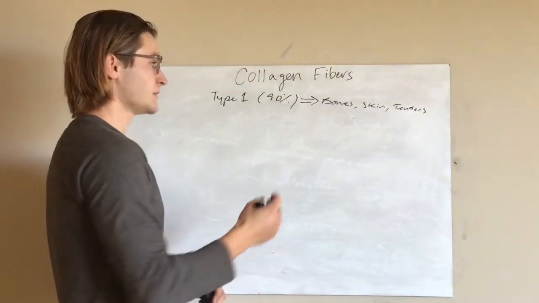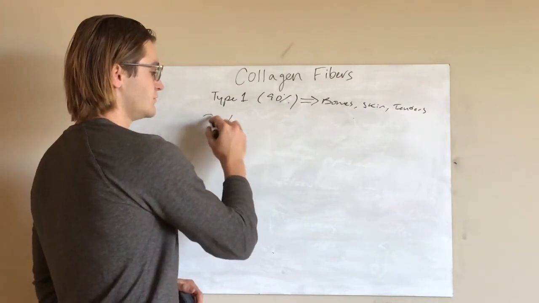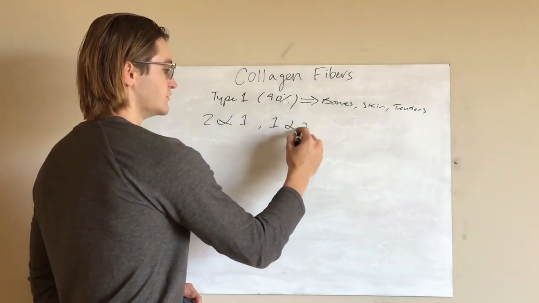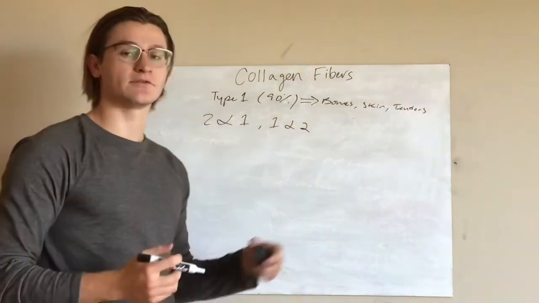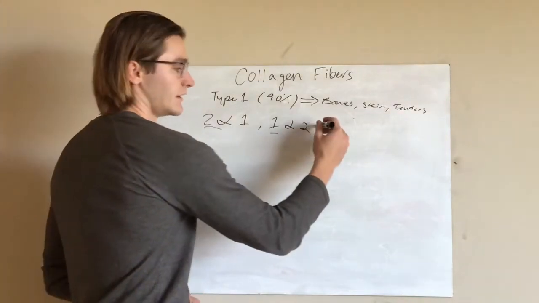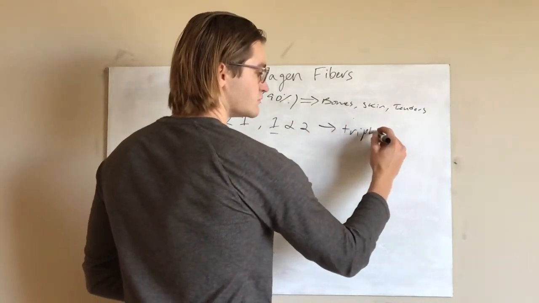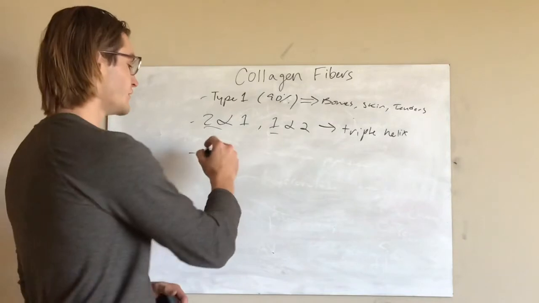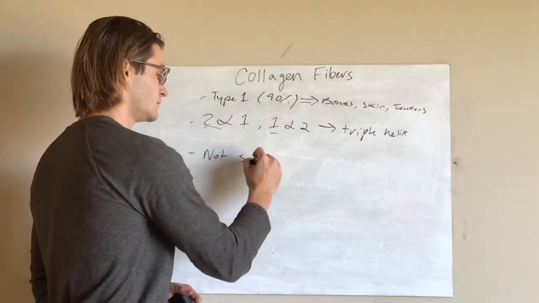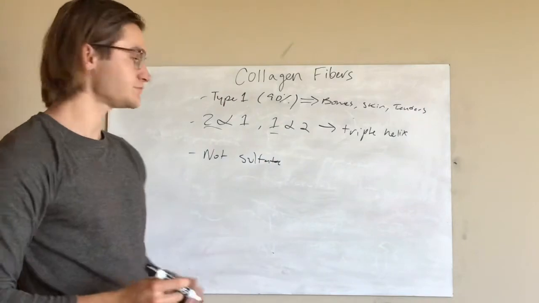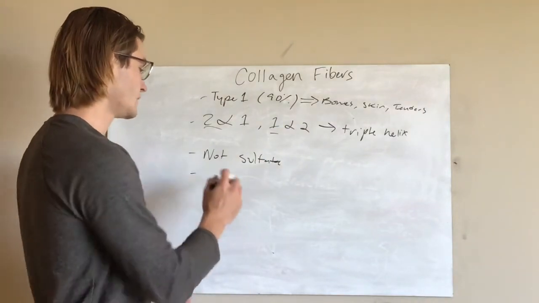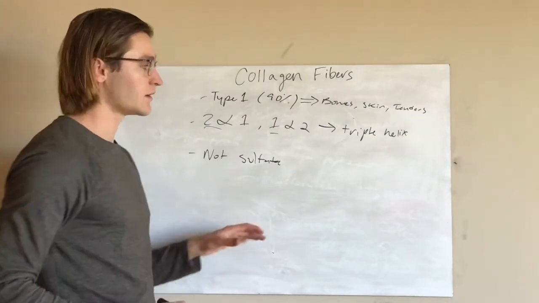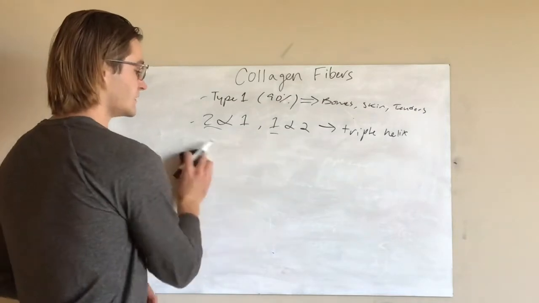So that's type 1. And to form this, we're going to have 2 alpha 1 chains and 1 alpha 2 chain. So 2 alpha 1 chains and 1 alpha 2. So that's 3 together, and that forms a triple helix. So it's in a triple helix. Collagen fibers are not sulfated, so they have no sulfate bonds. And collagen fibers are extremely stable, extremely stable. So cool. Let's talk about now the steps. We're about 7 steps in doing this.